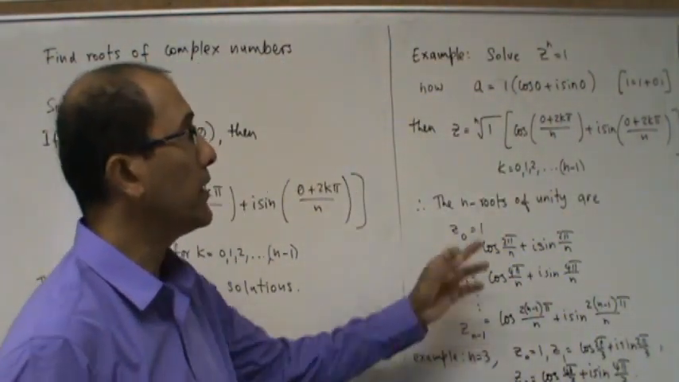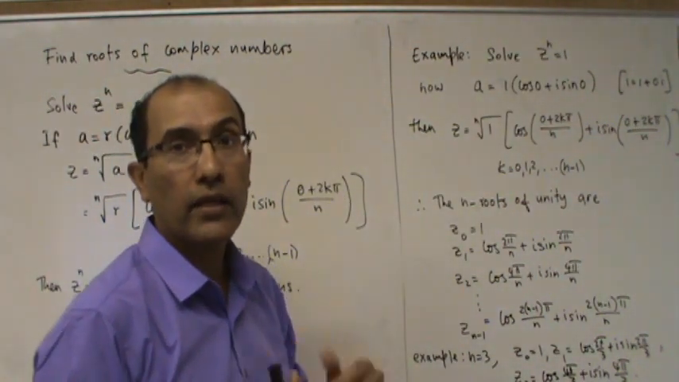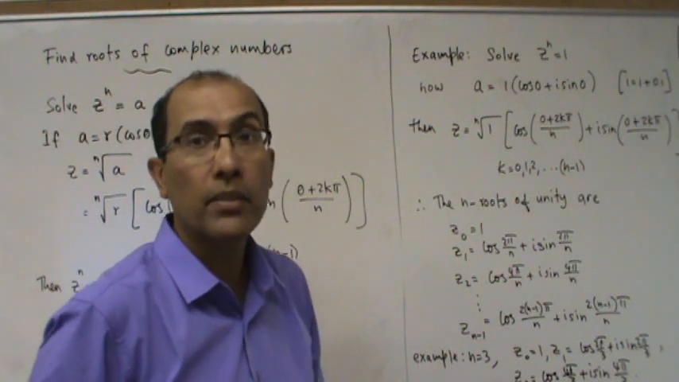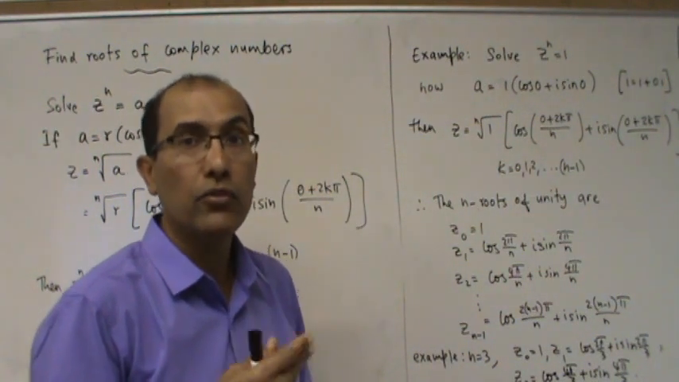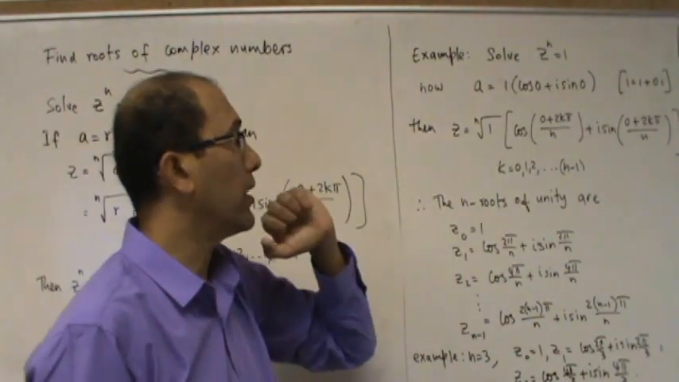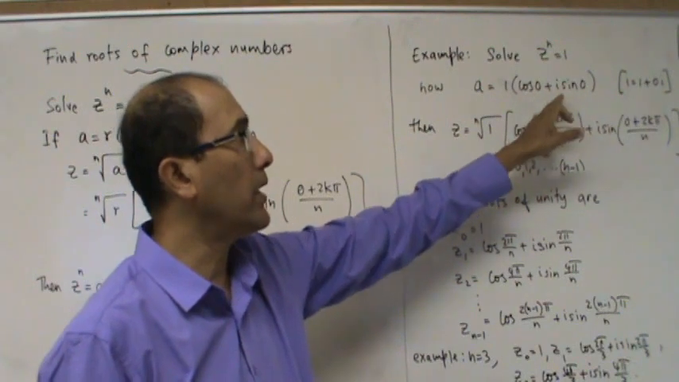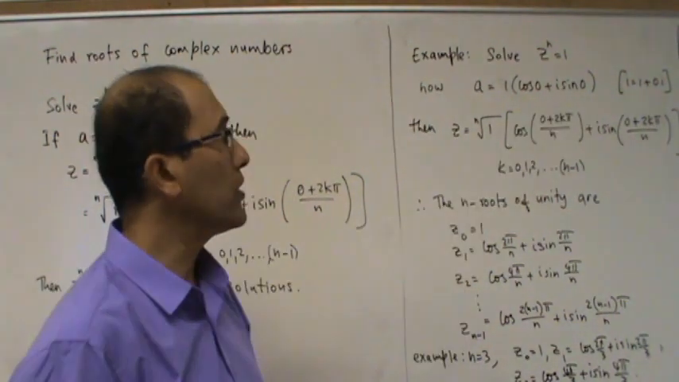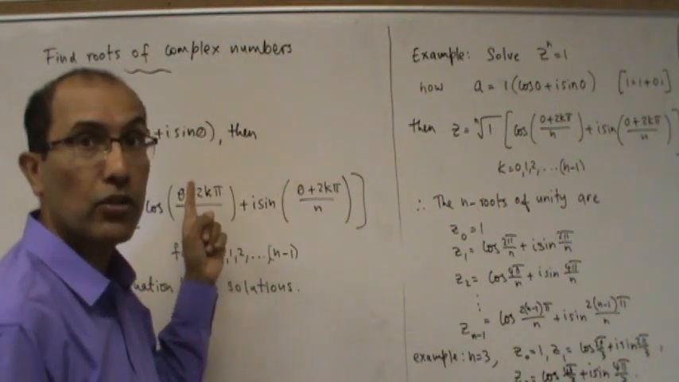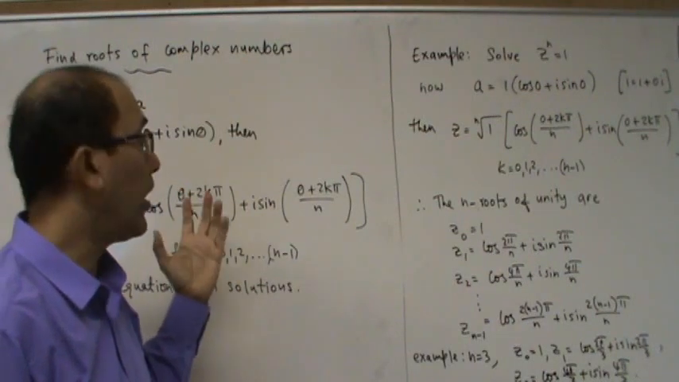I want to solve the equation z^n = 1. For real numbers there is only one solution, but in complex numbers we will have n solutions to this equation because it's a degree n equation. So a is 1 cos 0 plus i sin 0. I'm using radians here. If you want, you can change this formula and change 2 pi into 360 degrees and get your answers in degrees.